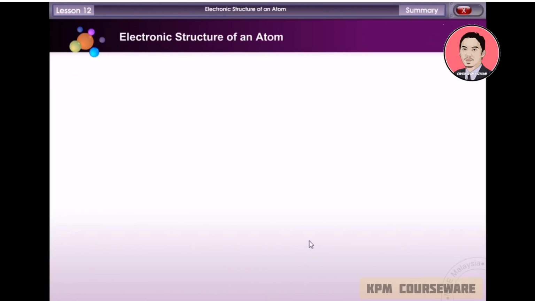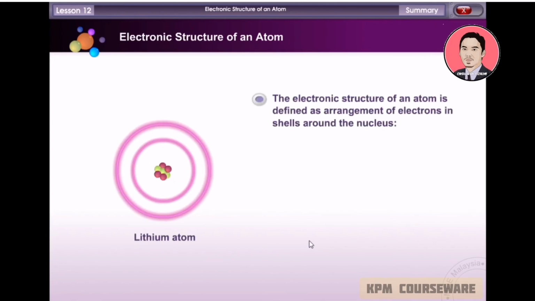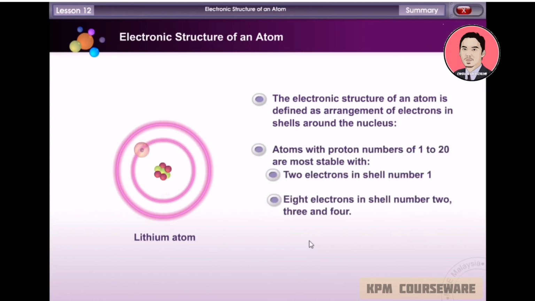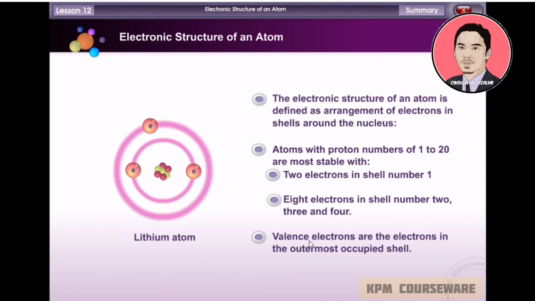Let's summarize our lesson. The electronic structure of an atom is defined as the arrangement of electrons in shells around the nucleus. Atoms with proton number 1 to 20 are most stable with 2 electrons in shell number 1, 8 electrons in shell number 2, 3, and 4. Valence electrons are the electrons in the outermost occupied shell. Click on the blinking button to proceed.